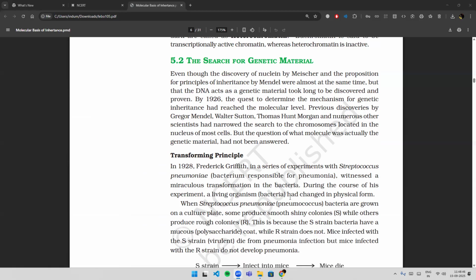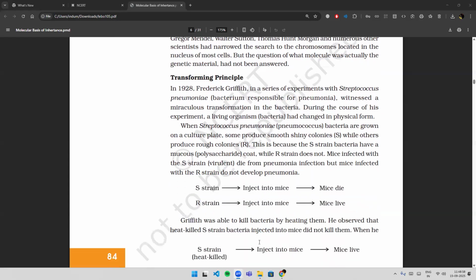In 1928, Frederick Griffith, in a series of experiments with Streptococcus pneumoniae, the bacterium responsible for pneumonia, witnessed a miraculous transformation in the bacteria. During the course of his experiment, a living organism had changed in physical form. When Streptococcus pneumoniae bacteria are grown on a culture plate, some produce smooth, shiny colonies while others produce rough colonies. This is because the S strain bacteria have a mucus coat while the R strain does not.